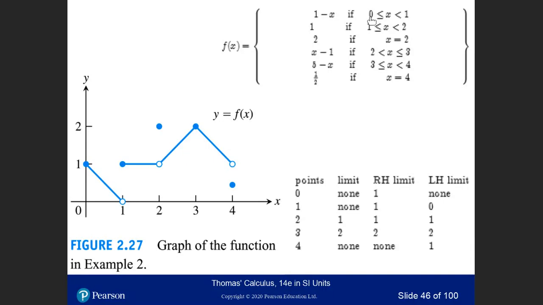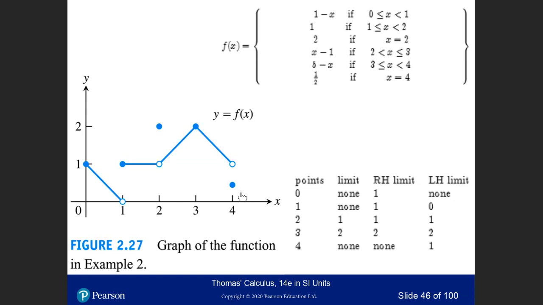And between 1 and 2, it's constant, which is equal to 1. At x equals 2, it's equal to 2. And now between 2 and 3, it behaves like x minus 1, when x is between 2 and 3. So between 3 and 4, it's 5 minus x. At 4, it's 1 over 2.